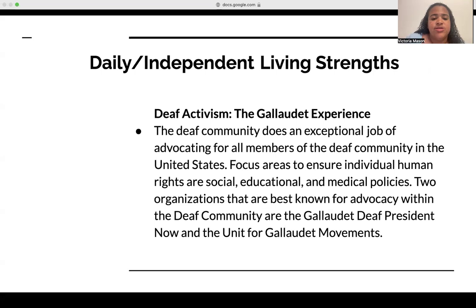There are, however, strengths in daily and independent living for hearing impaired individuals that can help with the challenges. There are different activist groups, and the deaf community does an exceptional job of advocating for all members of the deaf community in the United States, even when they can't for themselves. Focus areas to ensure individual human rights are social, educational, and medical policies. Two organizations that are best known for advocacy within the deaf community are the Gallaudet Deaf President Now and the Unity for Gallaudet movements.